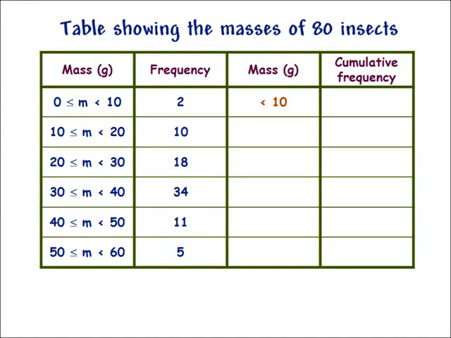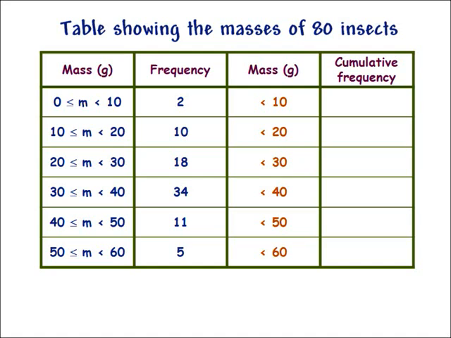The first class goes from 0 to 10, so the upper bound is 10, and we write less than 10. The second class goes from 0 to 20, so the upper bound is 20, and we write less than 20. Why we write this will become apparent when we complete the cumulative frequency column. The third class goes from 0 to 30, so we write less than 30. The remaining rows are completed in the same way.